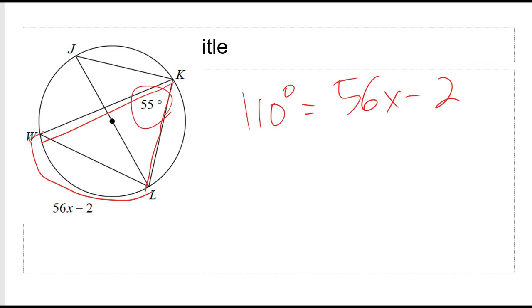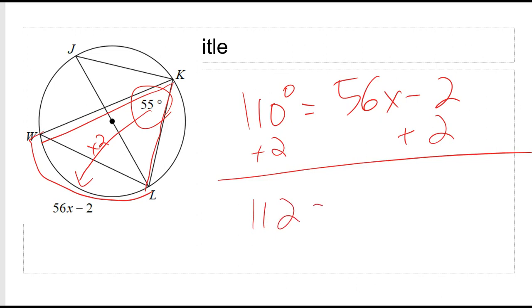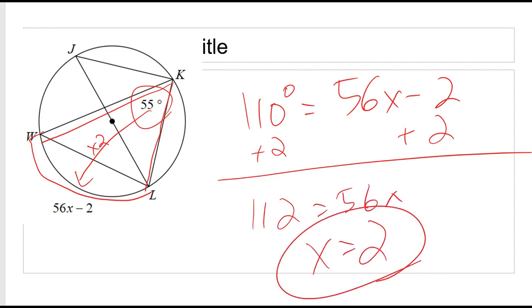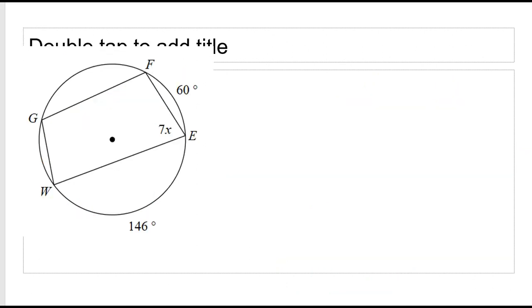Just like back in central angles when we had this, we'd set them equal. But they're not. It's this times 2 gives me that. So now I'm going to add 2 to both sides, and I'm going to get 112 equals 56x. And that's going to give me x equals 2. So that means x equals 2. Alright, so we're going to work on this one.